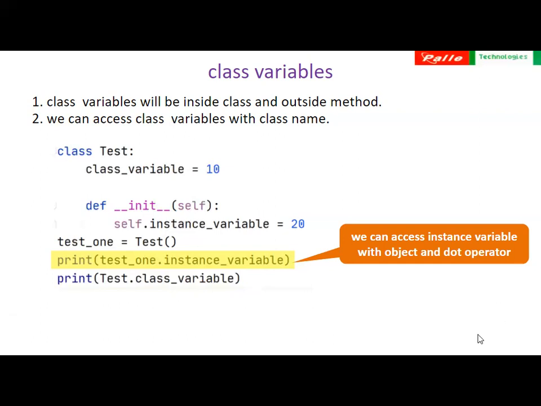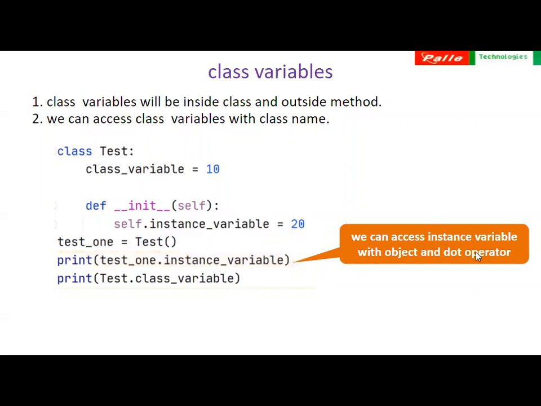Can I create a local variable inside a class? Yes or no? If I create a local variable inside a class, what type of variable will it become? This point you have to remember. If you are creating any variable inside a class, outside the method, that kind of variable will be considered a class variable, not a local variable. Is that clear?